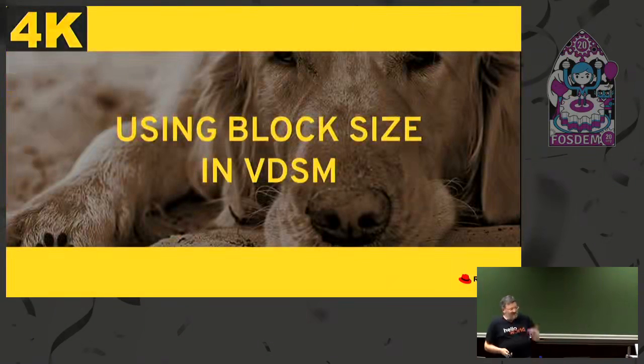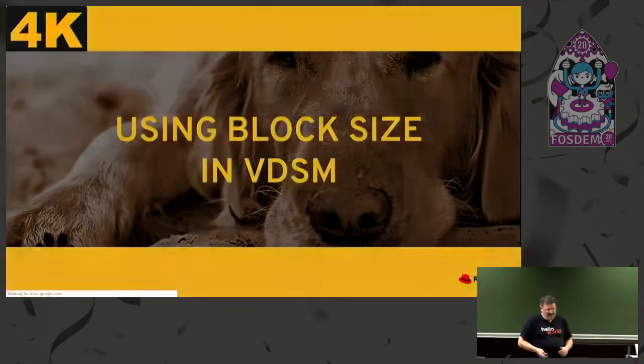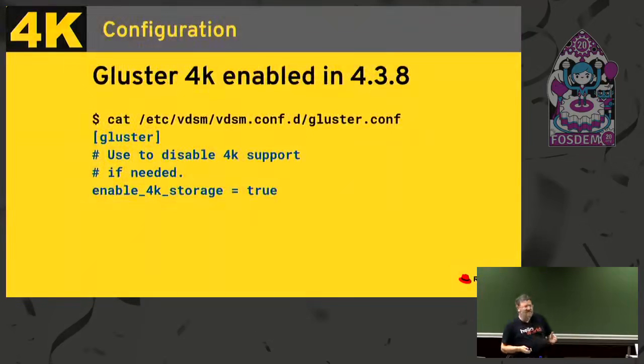So we know how we detect the block size, how we made VDSM ready. How do we use all this? So first, VDSM, or actually oVirt 4.3.8 that was released recently, supports 4K by default. So we don't need to do anything, but if you have an older version, you can use a configuration file to enable it, like we see here, or you can use it to disable this feature if it causes trouble. But generally, you don't have to do anything.